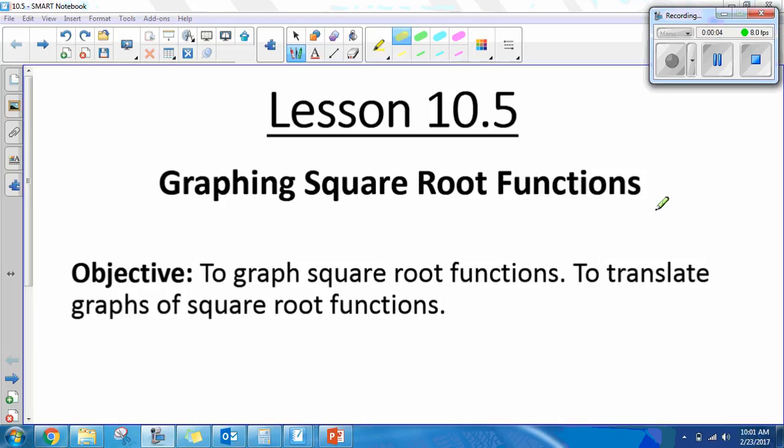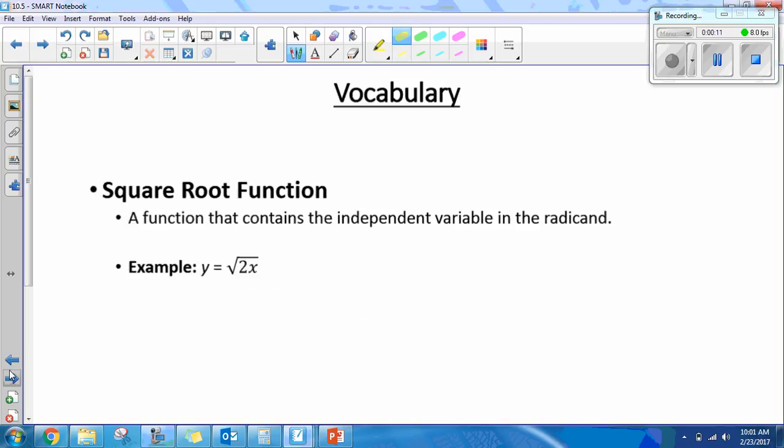Lesson 10.5, Graphing Square Root Functions. Your objective is to graph square root functions and to translate the graphs of square root functions.